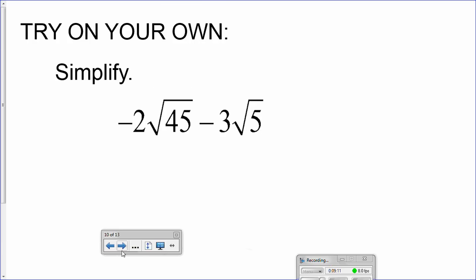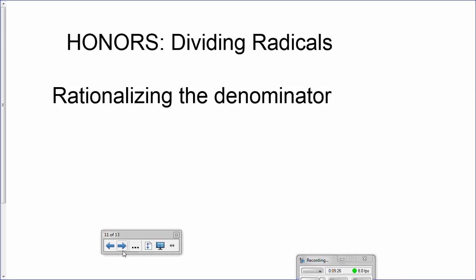Okay, so now you're going to try this one on your own. Luckily, one's already fully simplified, so you only have to do one. I'm very nice to you. So you're going to try that on your own. Okay? And now we're going to go into the honors stuff, which, if you want to continue watching, you are more than welcome to, regular algebra people. Otherwise, you're done. Honors, you have to keep watching, though.